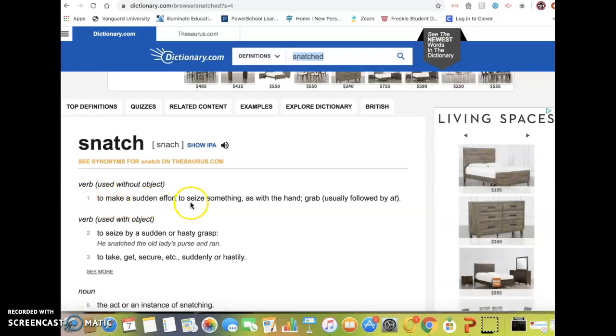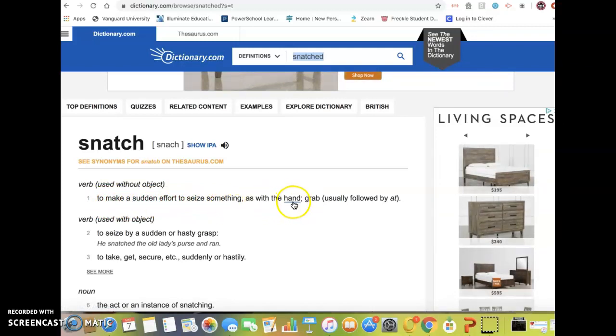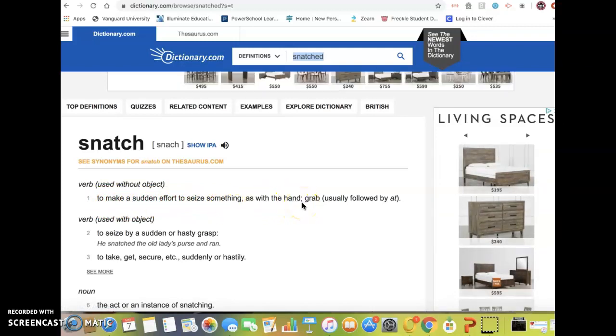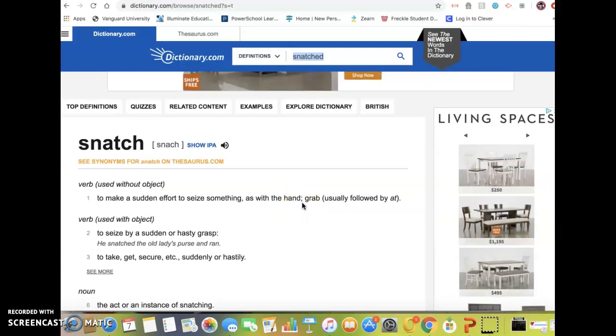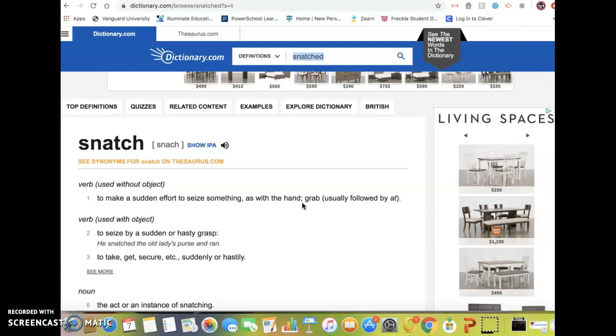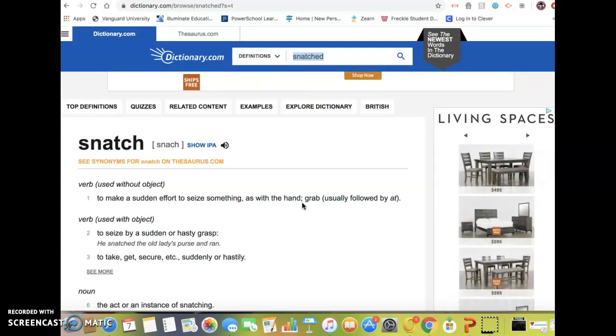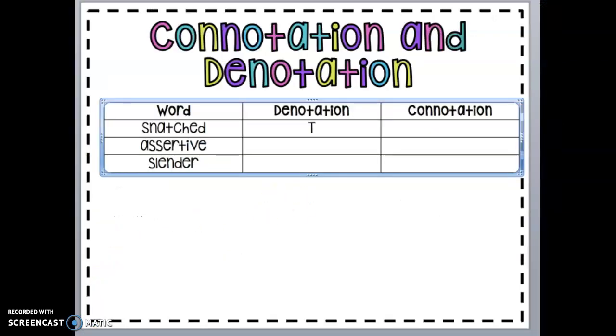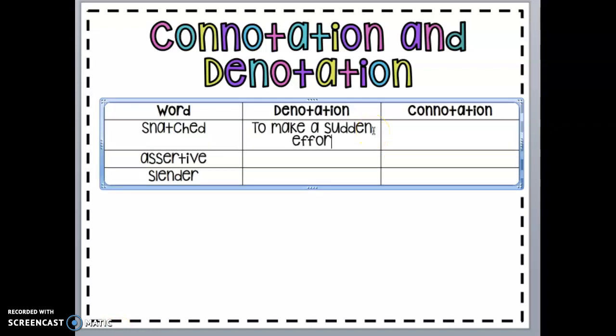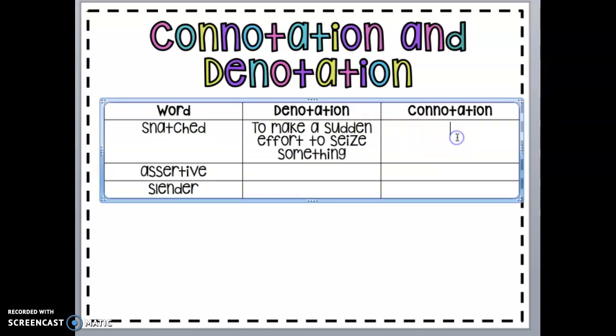To make a sudden effort to seize something, as with the hand, or grab. So we're going to take that definition and put it into our chart under the denotation, because that's the actual dictionary or literal meaning. So it's to make a sudden effort to seize something. Let's type that in right now. To make a sudden effort to seize something. And remember, the connotation has to do with the context.